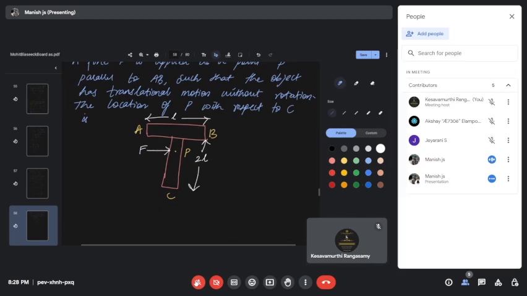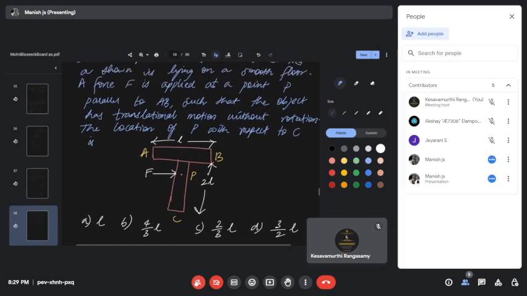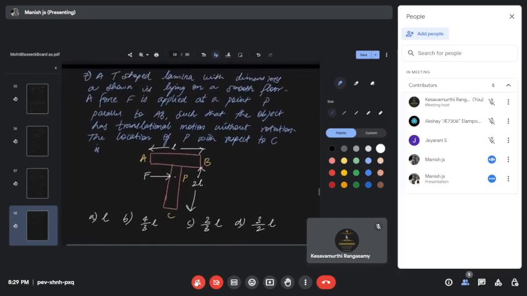So I'll give you the options. Option A is L and option B is 4 upon 3L. Option C is 2 upon 3L, and option D is 3 upon 2L. These are the four options. Okay, so you'll have to find out what is the location of P with respect to C for this question.